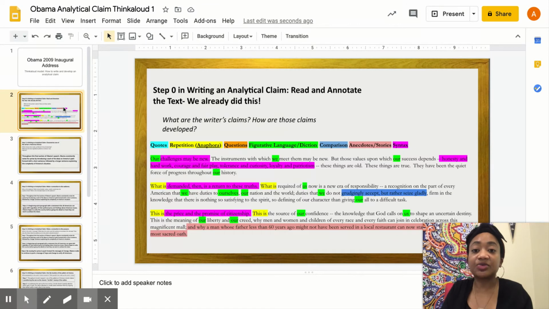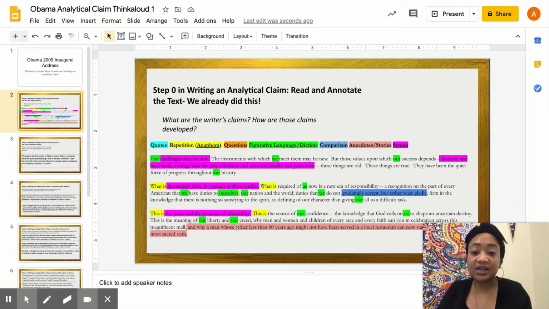Before we jump in, I just want to remind you, before we ever think about an analytical claim, we have to read and annotate the text, right? You already did this before. I'm going to focus my model on paragraphs 42 through 44 of Obama's inaugural address. These are written already for you in your Google document.